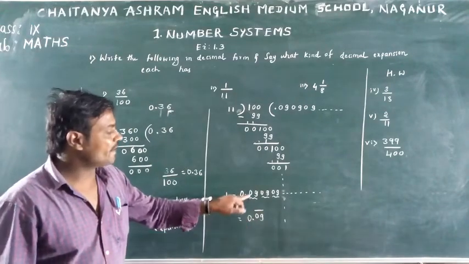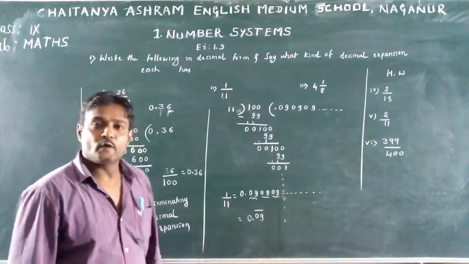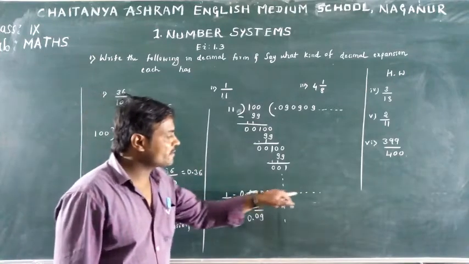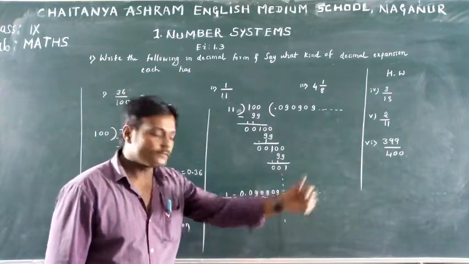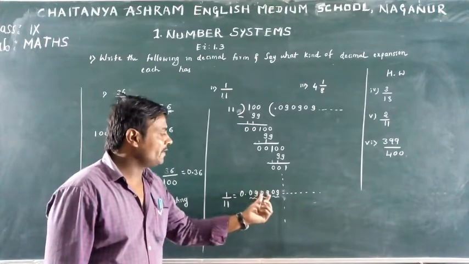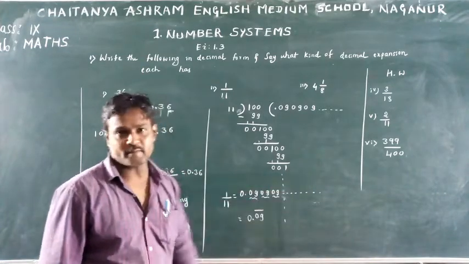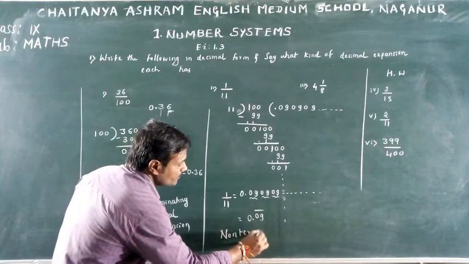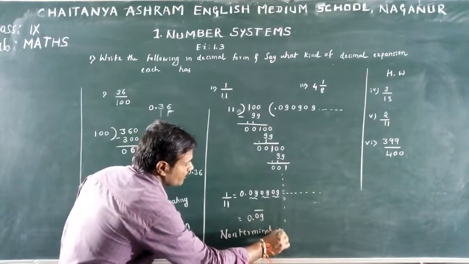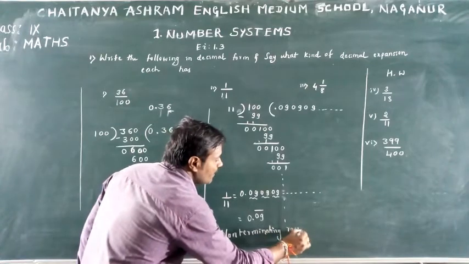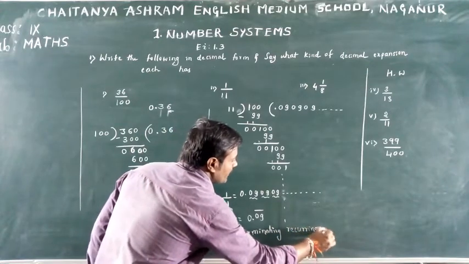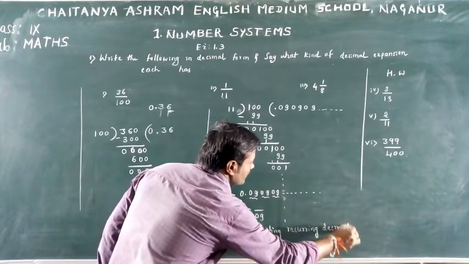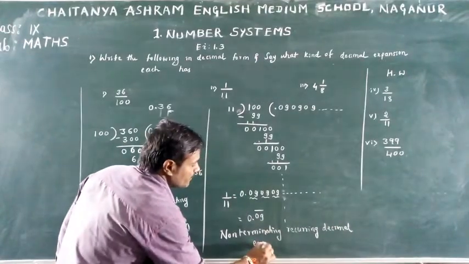Clear? Then which kind of decimal expansion is it? The division process does not end, no? So it is non-terminating, the digits start repeating, no? Recurring decimal expansion. So non-terminating recurring decimal expansion.